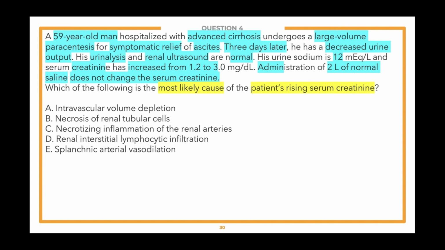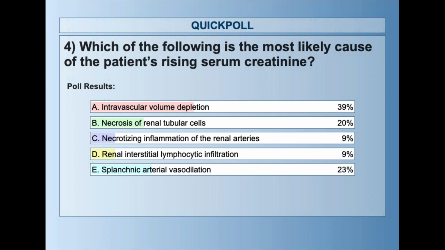All righty, well, let's take a look and see what all of you selected. 39% of you selected A, intravascular volume depletion, and second and third place were close between splanchnic arterial vasodilation and necrosis of renal tubular cells. So let's take a look and see what the correct answer is. And the correct answer is E, splanchnic arterial vasodilation, which was, I believe, in second place. So another challenging question. Let me hand it off to Paris.